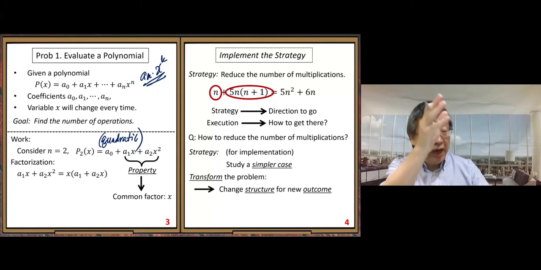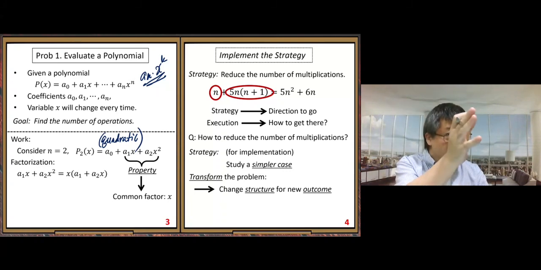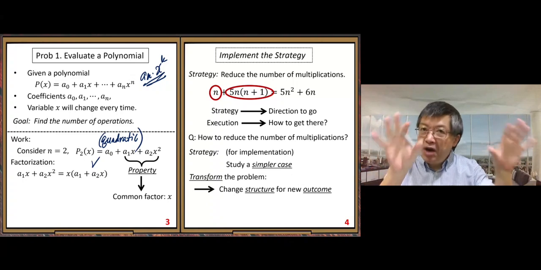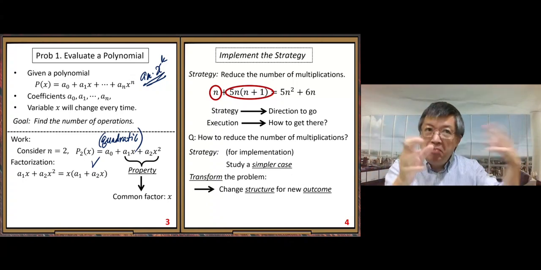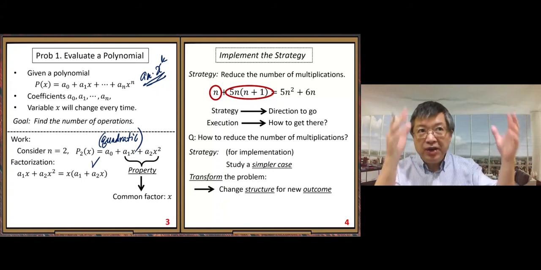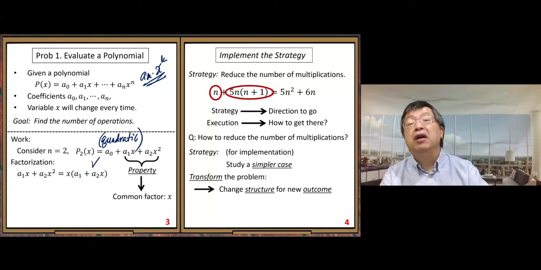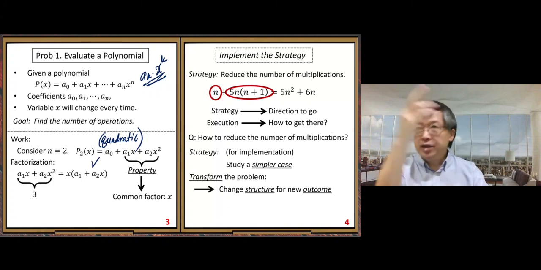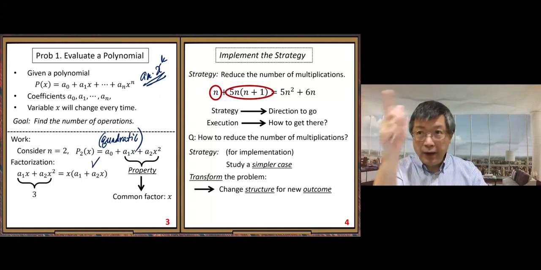a1x plus a2x squared, after we factorize the common factor x, we get the second expression. Both expressions have the same value, but different structure, right? So we can take advantage of the structure difference here. Let's do the counting. The number of multiplications in the first expression: 1 plus 2. The first term, 1 multiplication. Second term, 2 multiplications. Adding together, 3.